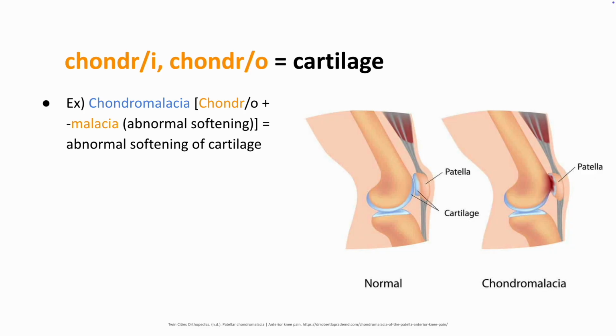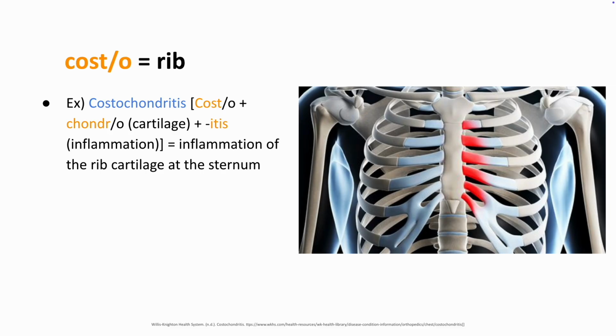Costo is the combining form for rib. Remember intercostal space. So costochondritis: costo, rib, plus chondro, cartilage from the previous slide, plus the suffix itis, inflammation. So costochondritis is inflammation of the rib cartilage at the sternum. All these blue parts that are highlighted here are the cartilages in your rib, and the red part shows that it's going to be inflamed around there.